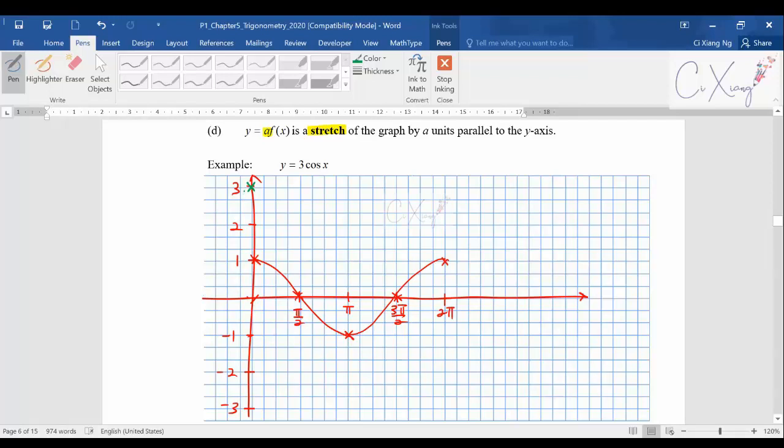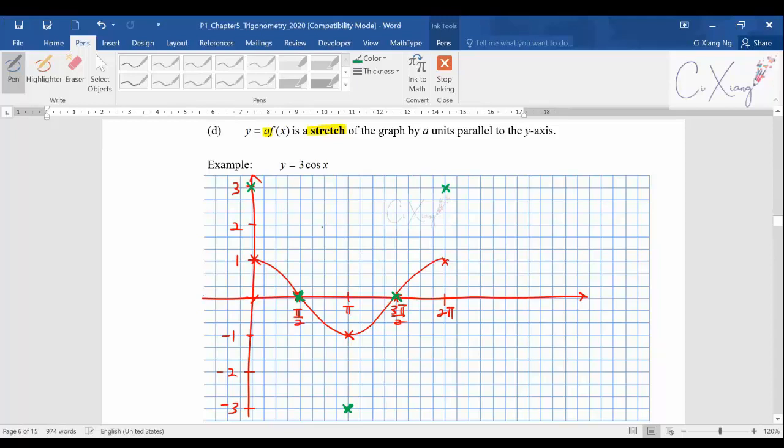And then how about the next one? For the next, the y value is 0. So 0 multiplied with 3 is still 0. Therefore, it remains the same point here. For this point, the original value is -1. When you multiply it with 3, you get -3. So you plot it at -3. Then this one, you have 0 also. And this one multiplied with 3 gives you the value 3.